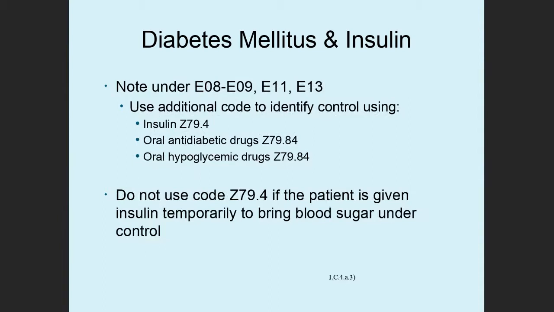So there's a note under E08, E09, E11, and E13. Use additional code to identify control using insulin, oral antidiabetic drugs, oral hypoglycemic drugs. Now, it's important, do not use Z79.4 if the patient is given insulin temporarily to bring blood sugar under control. So these codes are for routine, long-term use of insulin. If it's given temporarily because of a problem, this is different. This is another code. You would code for the problem, the hyperglycemia, for example.